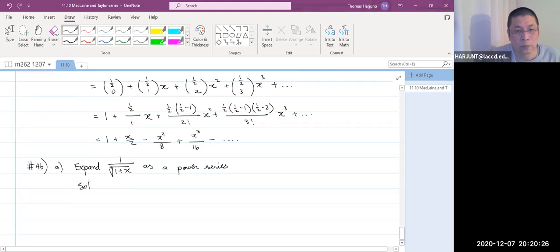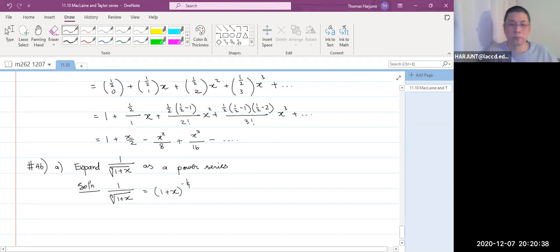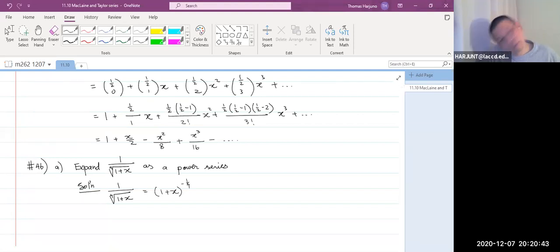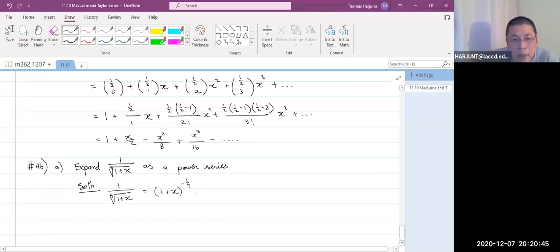Solution. You can see that 1 over the 4th root of 1 plus x is 1 plus x to the power of negative 1/4. Right? And this equals the series from n equals 0 to infinity, where k is negative 1/4, of k choose n, x to the n.